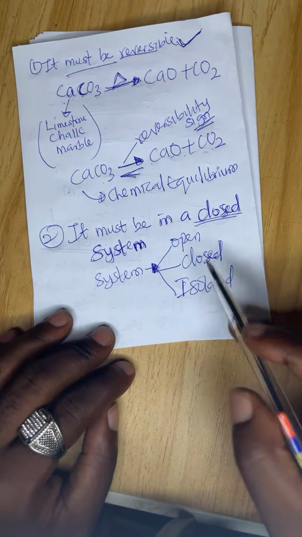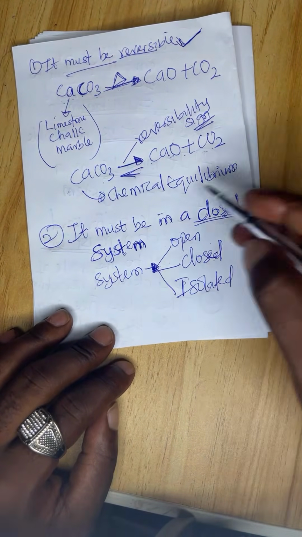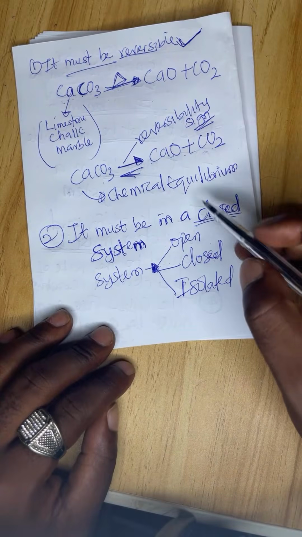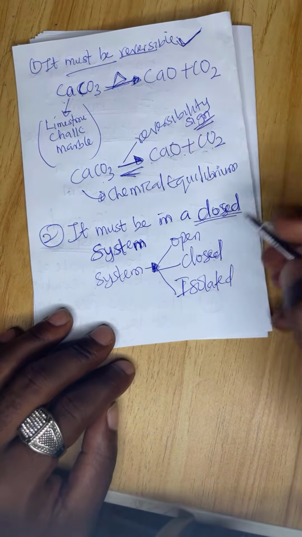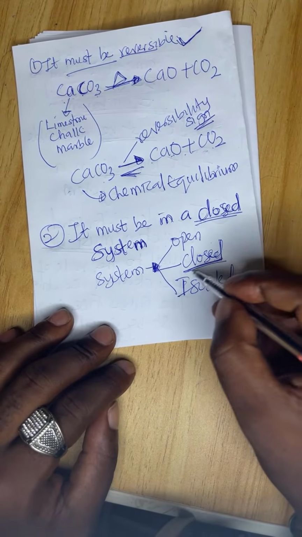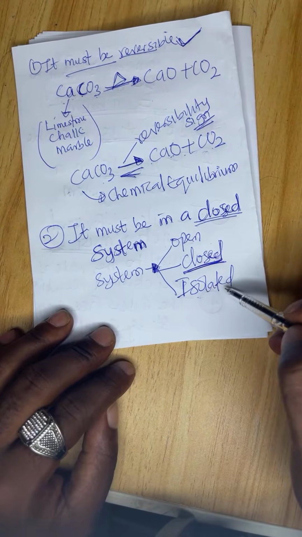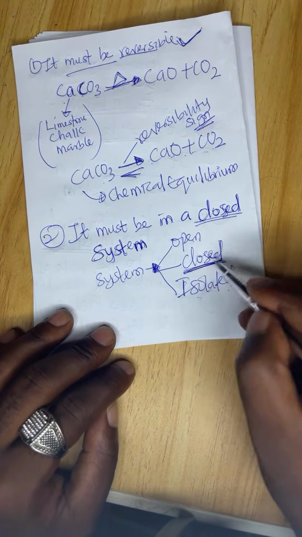Now, the system that is responsible for chemical equilibrium must be a closed system, right? I will tell you, it must be a closed system, not an open system, not an isolated system. It must be a closed system, and I will tell you what it means.